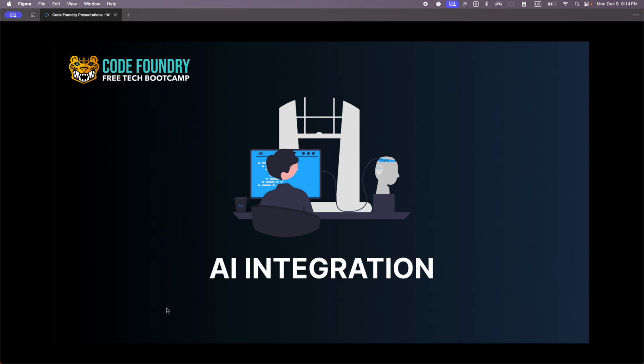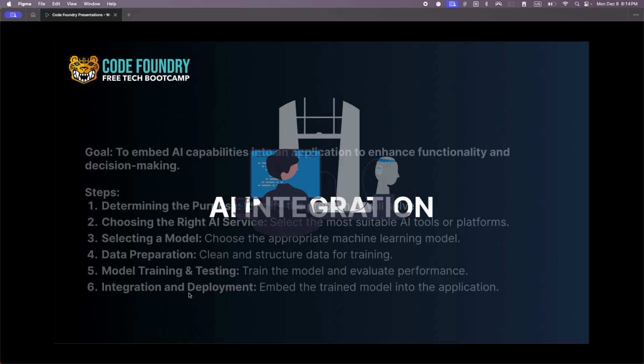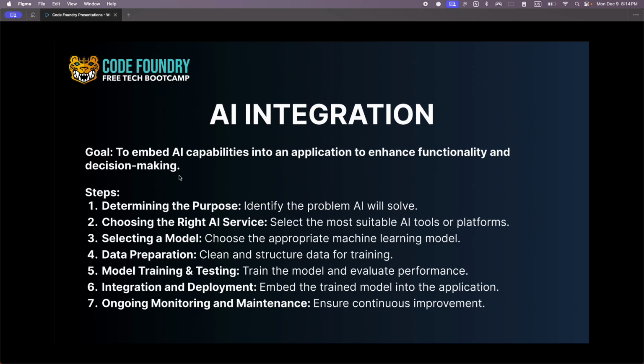Finally, we have AI integration, which is the last step and I think the most relevant to a lot of y'all who are working on projects. The way AI integration works is we are embedding AI capabilities into our application to enhance our decision making.